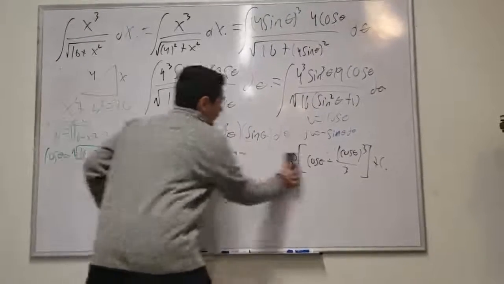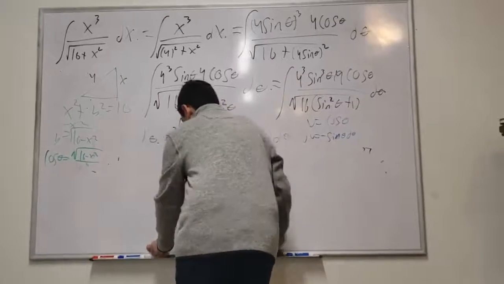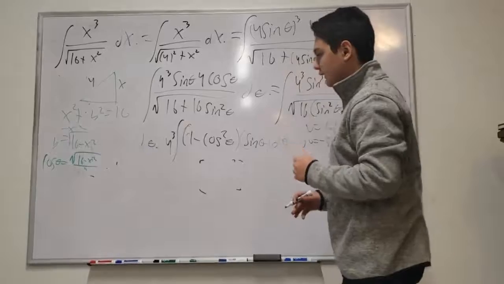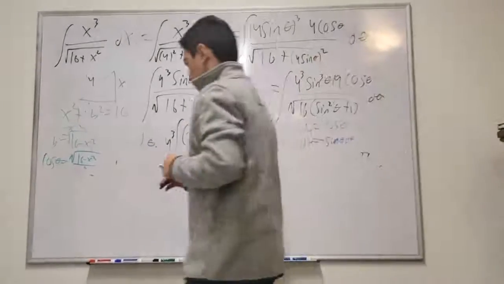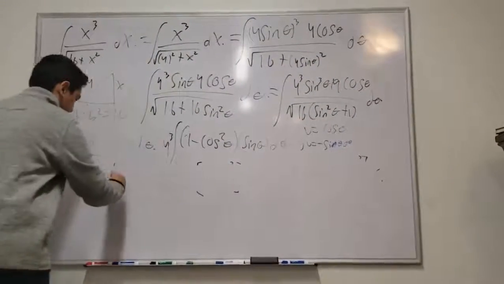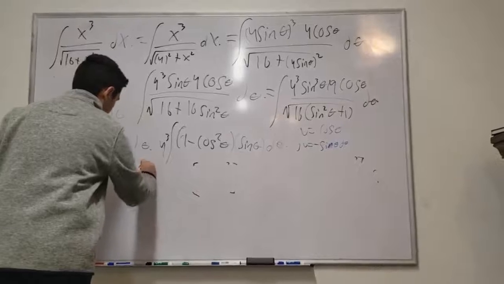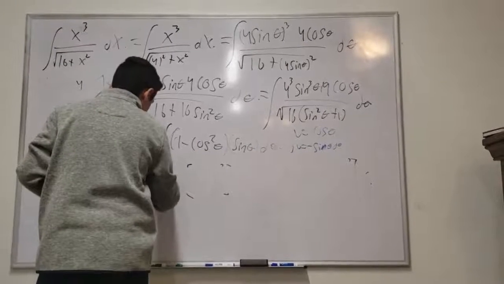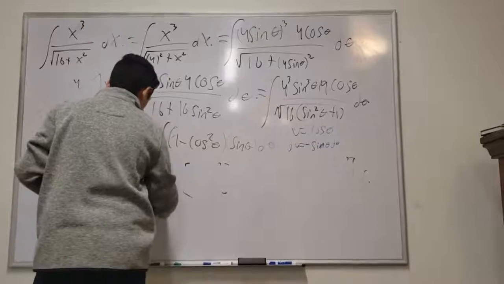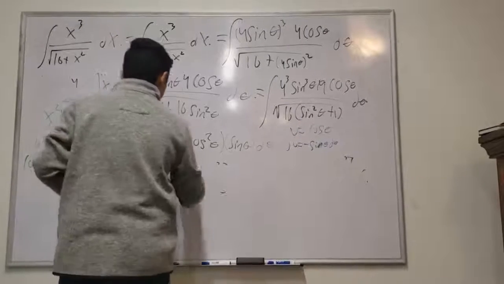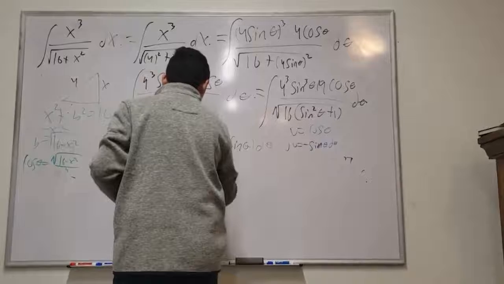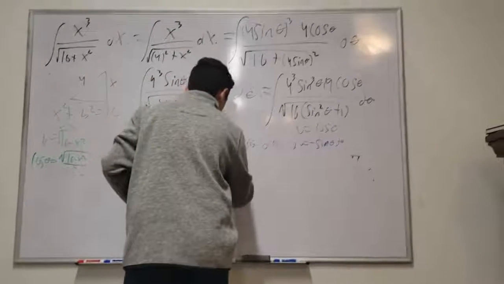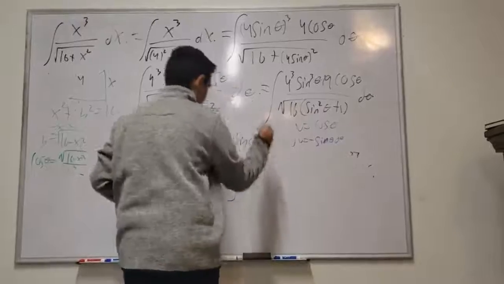Okay, we're almost done. Where all the cosine thetas are, we're going to plug in the square root of 16 minus x squared divided by 4. So -4/3 of the square root of 16 minus x squared divided by 4, minus the square root of 16 minus x squared cubed divided by 3, plus c.